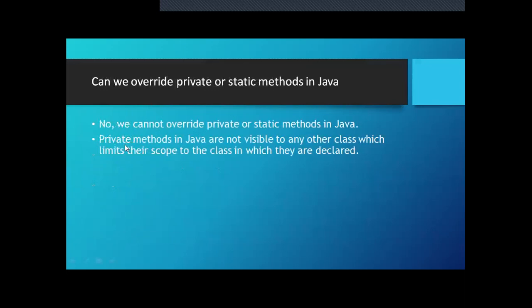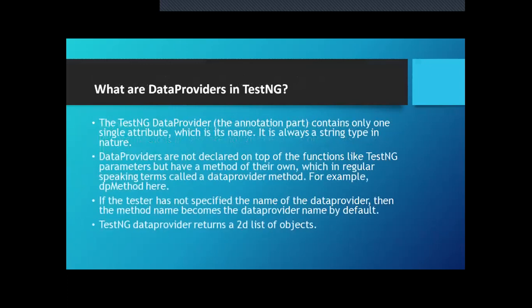Okay, next question is, can we override private or static methods in Java? So no, we cannot override private or static methods in Java. Okay, because private methods in Java are not visible to any other class. So their scope is also limited to the class only in which they are declared. So that is the answer.